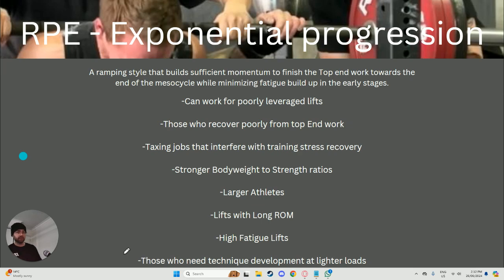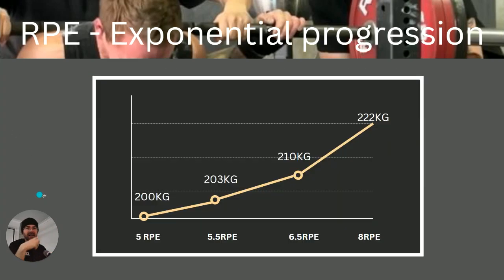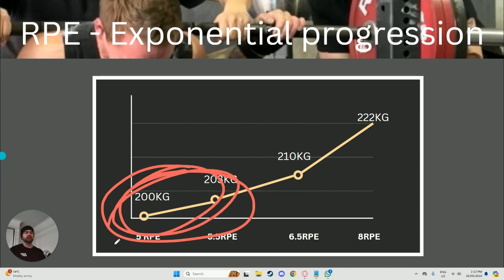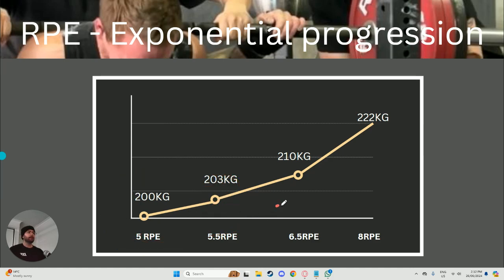And this is a bit of a nuance point. Those who need technique development at lighter loads. So let's say you have someone who just really can't get the best squat happening. What we can do is because the RPEs at the start of this cycle are very low and they don't really change much, we can create technique changes and improvements in the first 2 weeks. And then we can pop it up, challenge the technique, and still get some top end heavy work towards the end of the cycle. So it can be really useful for creating some technique change, testing it out. Really good for newer lifters.